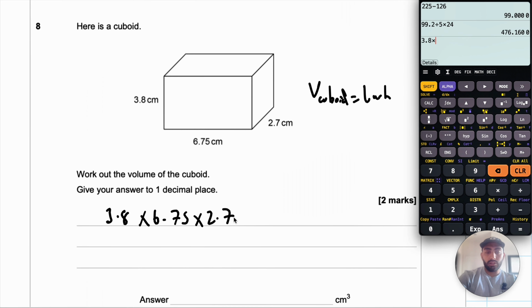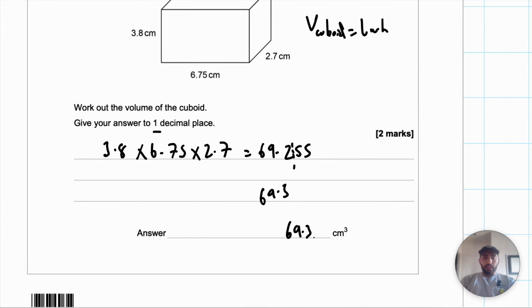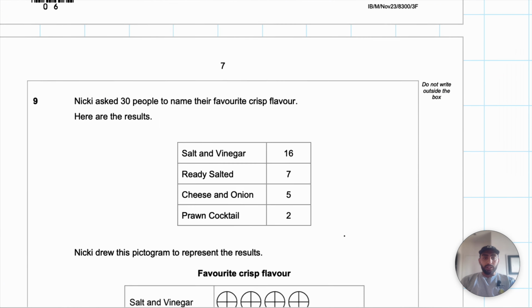3.8 times 6.75 times 2.7 is 69.255. I need to round it to 1 decimal place, so I look for my decimal point and I count 1 after it, and this 5 is telling me whether I'm rounding up or down. If it's 5 or above, I give this one a shove. If it's 4 or below, I let it go. So this one is going to get a shove up to 69.3. And then the units for that, because it's a volume, is centimeters cubed.